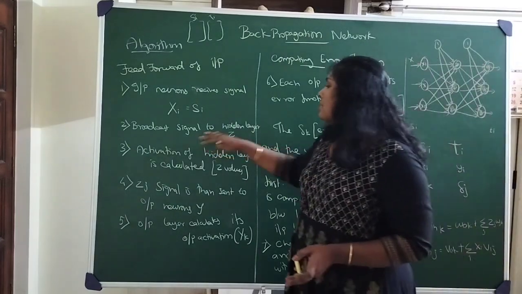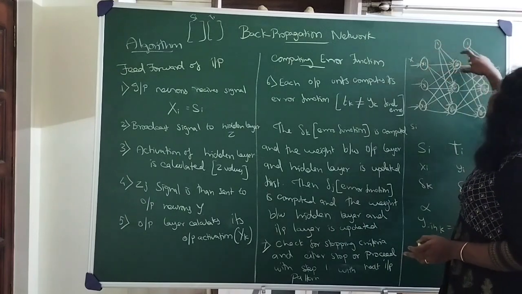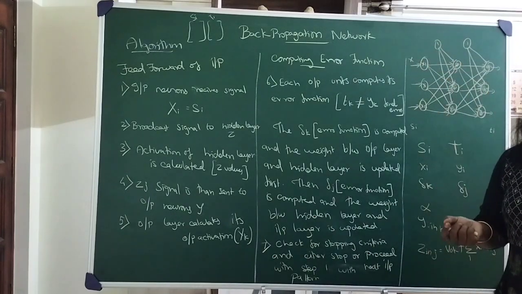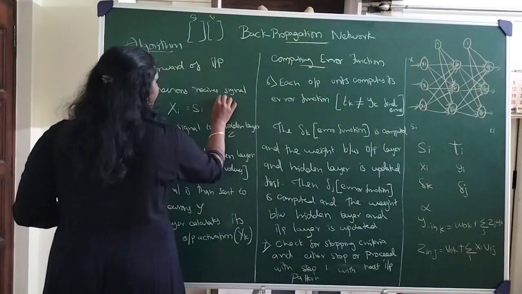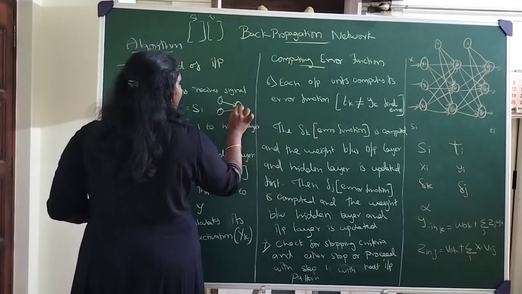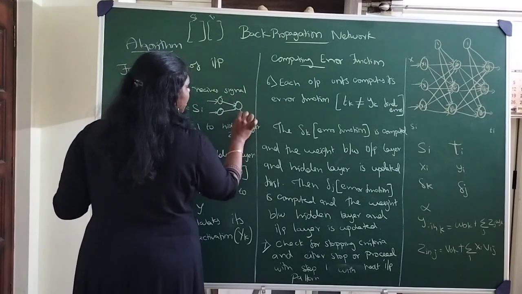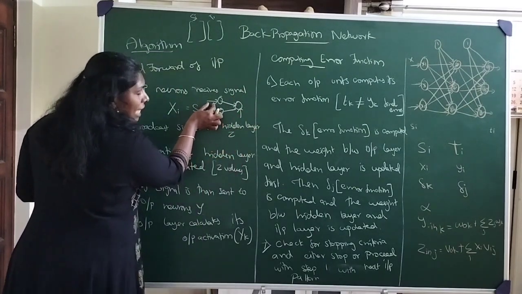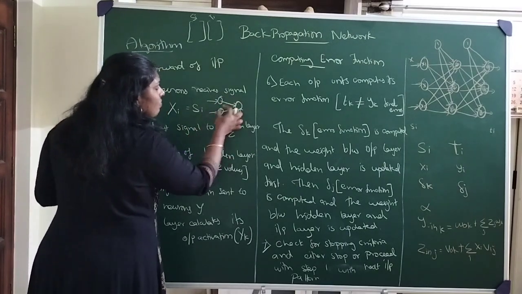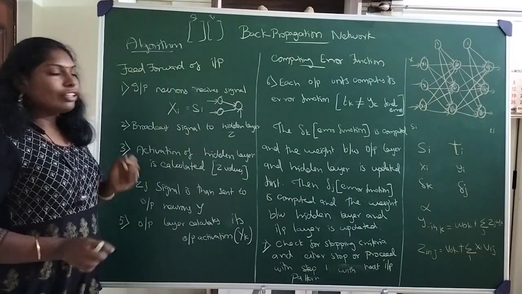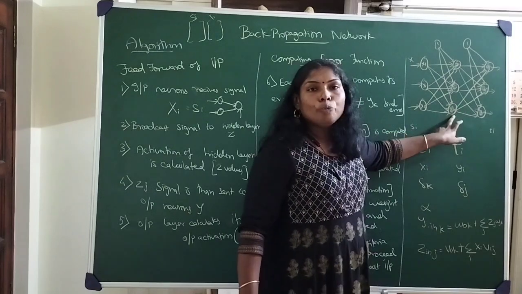Then we broadcast the signal to the next hidden layer. That means we pass the input X to the hidden layer. How are the values of the hidden layer calculated? You know how neural network connections work. When I send inputs, you will have weight values here. Each neuron gets the input from this X value multiplied by this weight, and this X value multiplied by this weight, and they are added together. This is how the hidden layer's input is calculated.